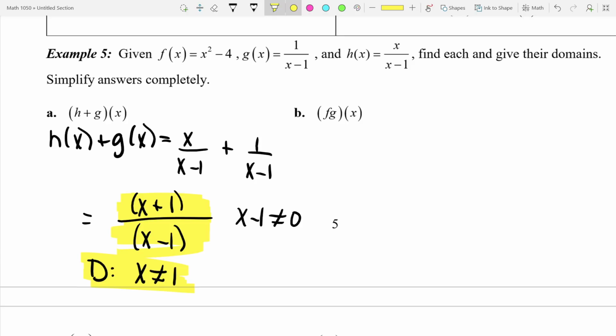Okay? Question B. Take f of x and multiply it by g of x. So take your f of x, which is x squared minus 4. Then I want you to put a dot and multiply it by g of x, which is 1 over x minus 1.